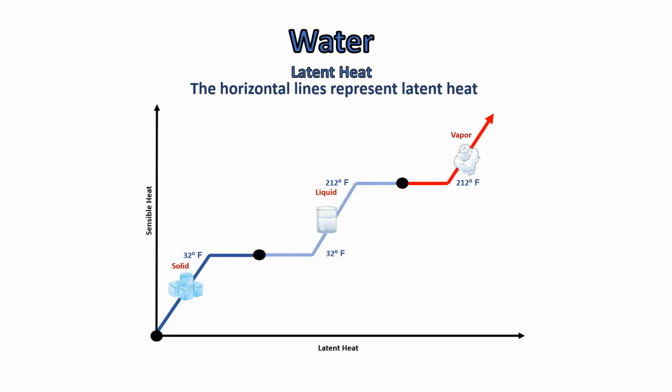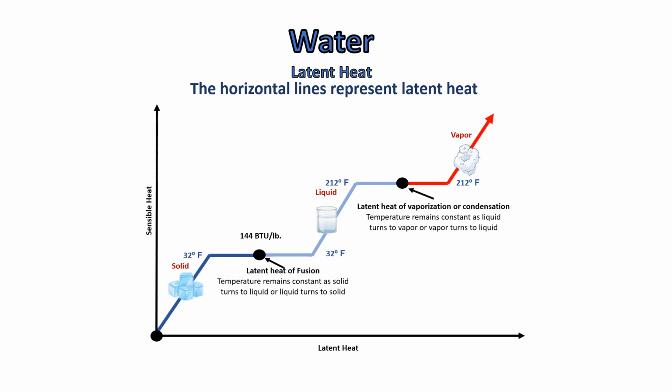The horizontal lines represent latent heat. Latent heat of fusion, temperature remains constant as solid turns to liquid or liquid turns to solid. The latent heat of fusion is 144 BTUs per pound.